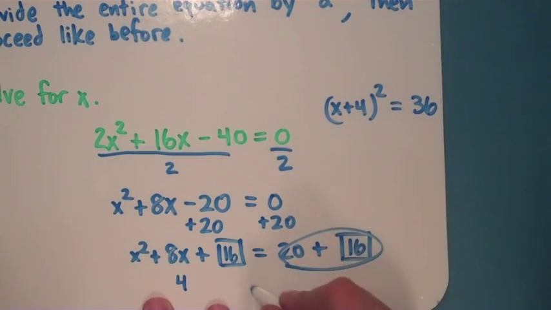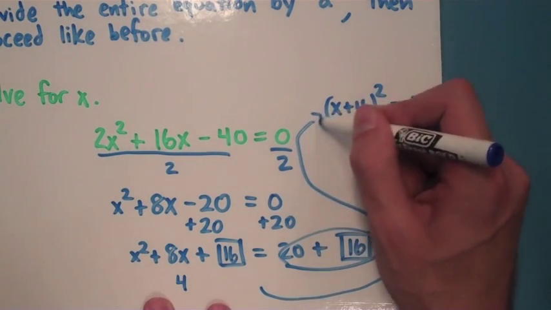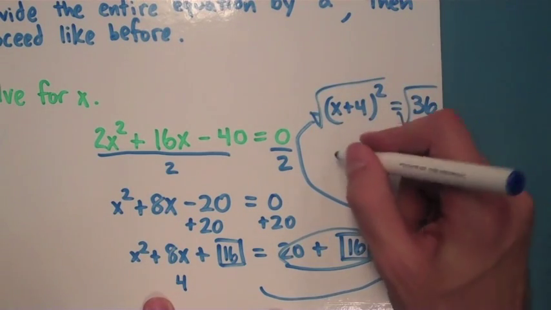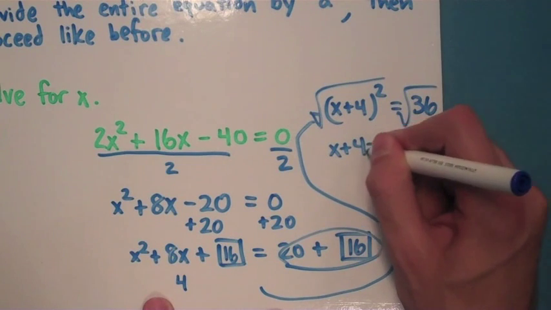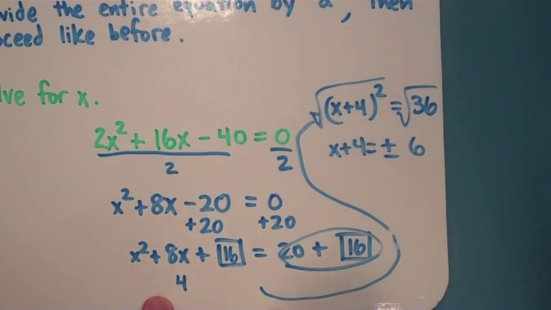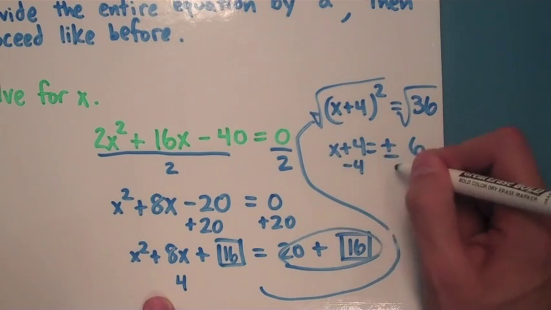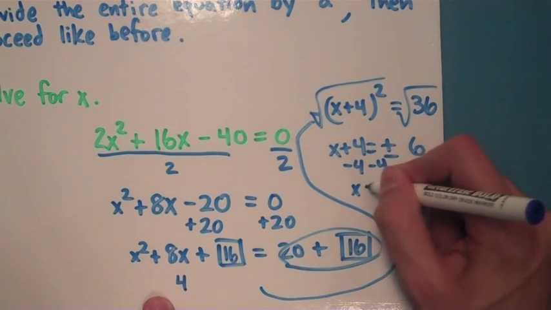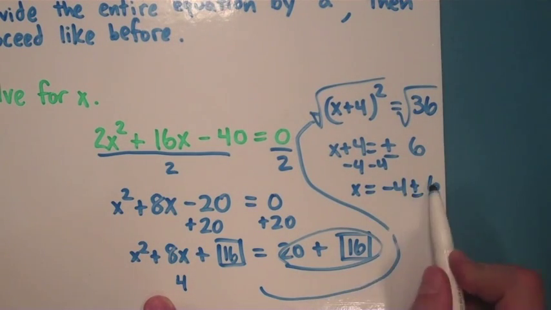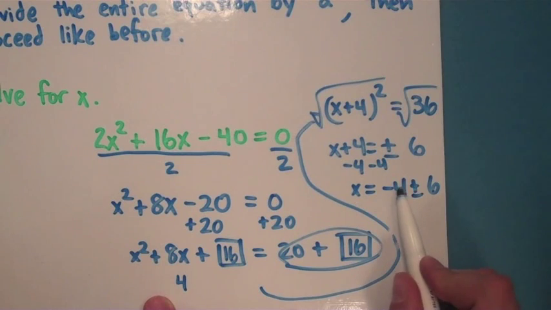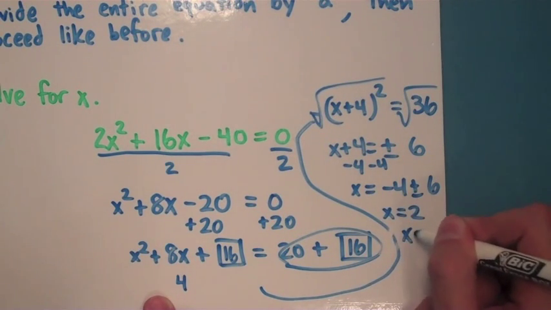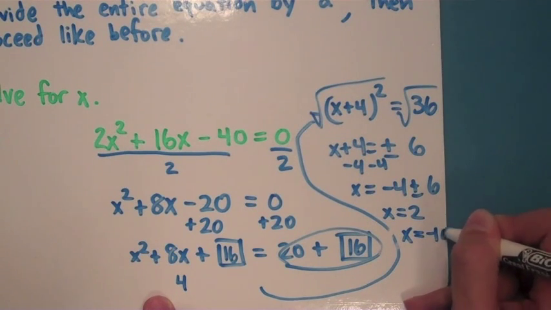So I took my problem and I rewrote it up here. Well, at this point, I can do my square root method. I get x plus 4 equals plus or minus. And on this one, square root of 36 is just 6. I do a minus 4 on both sides. I get x equals negative 4 plus or minus 6. And as you guys recall, when you have a situation where they're nice answers, just go ahead and do the math here. I'm going to end up with x equals 2 and x equals negative 10 on this problem.